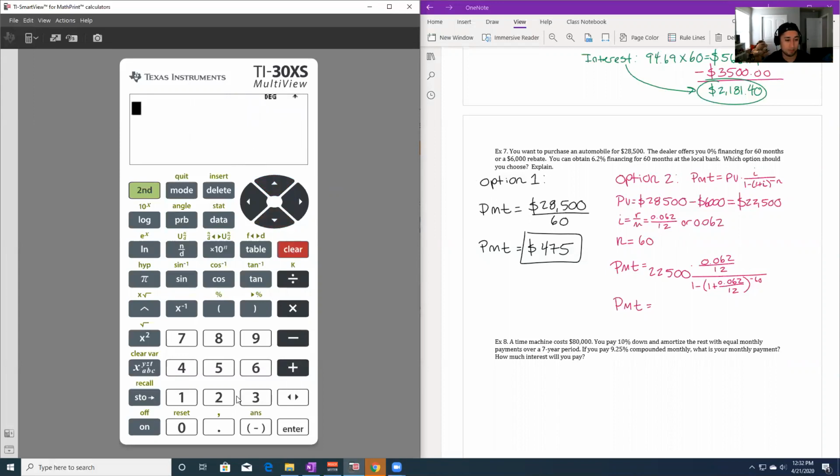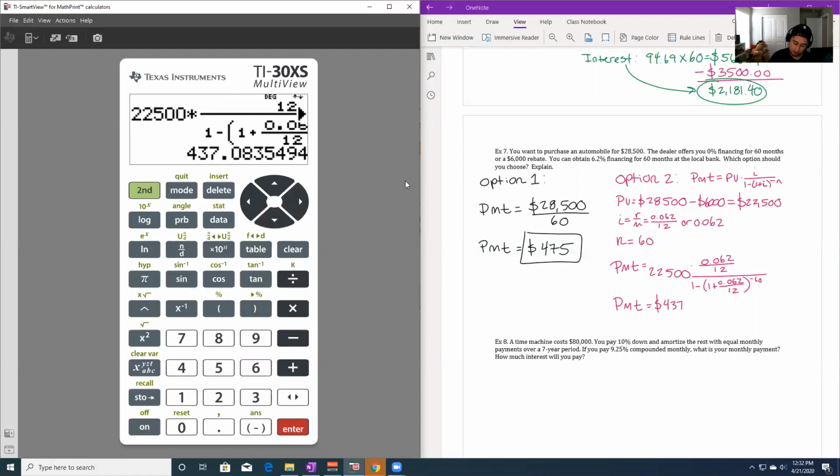All right, so again, we're going to try it. I'm going to say 22,500 times the fraction 0.062 over 12, over 1 minus (1 plus the fraction 0.062 over 12) raised to the negative 60. That's better. So this one we'll get a payment of $437 and 8 cents.